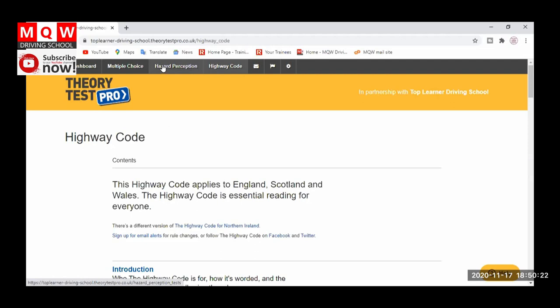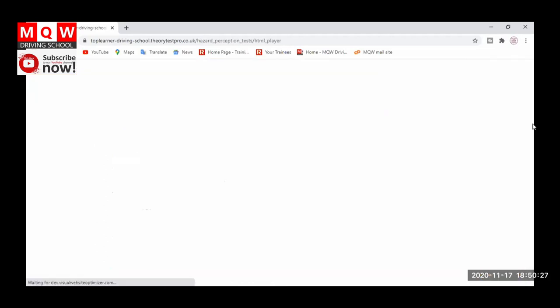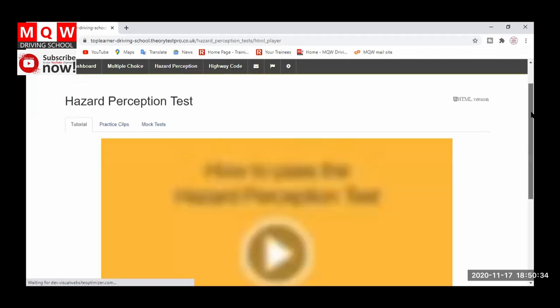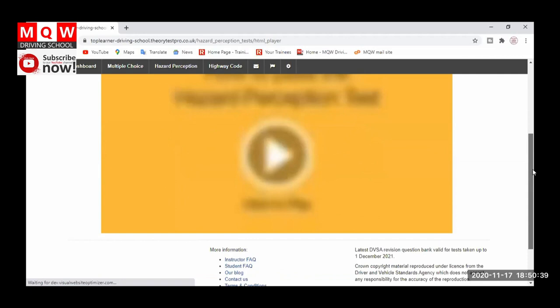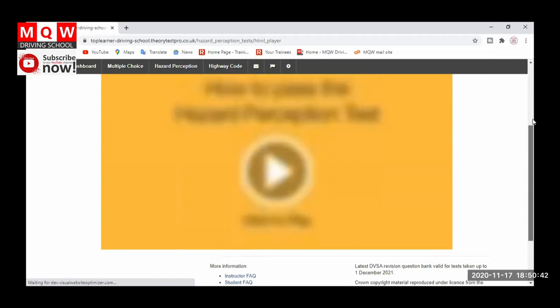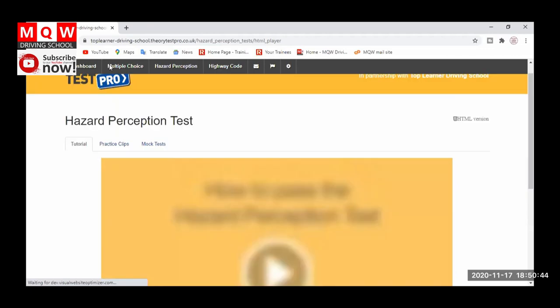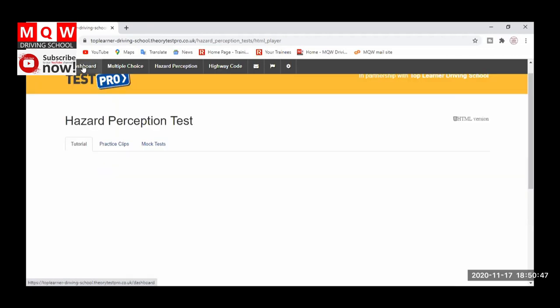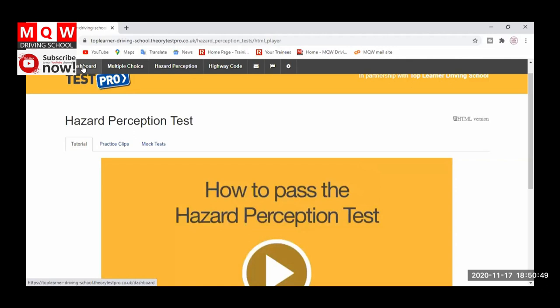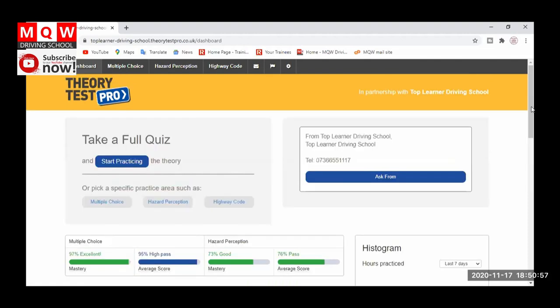Now you got the hazard perception clip. So when you get to the hazard perception, then you start getting the clips. Then you see the mock test, practice clips, and this is a sample clip. Okay, so you must watch the sample clip. Okay, so let's come to the dashboard. They all look green because we've done it so many times.